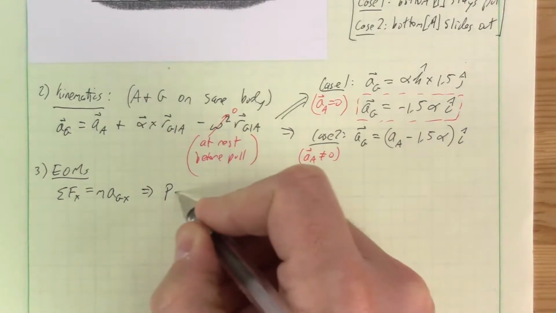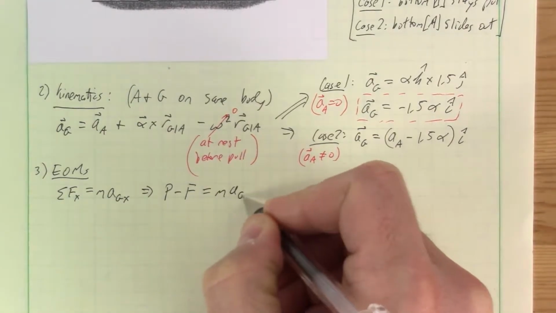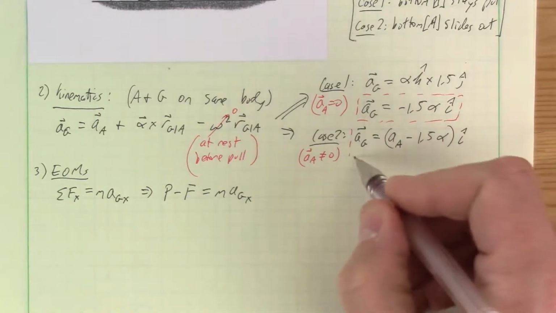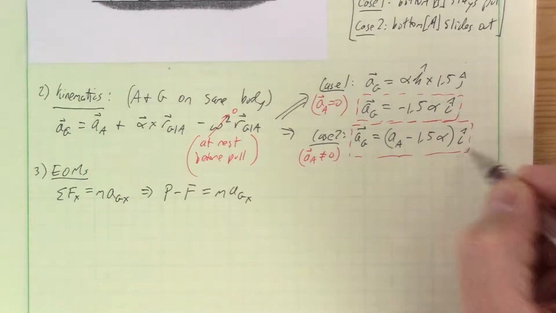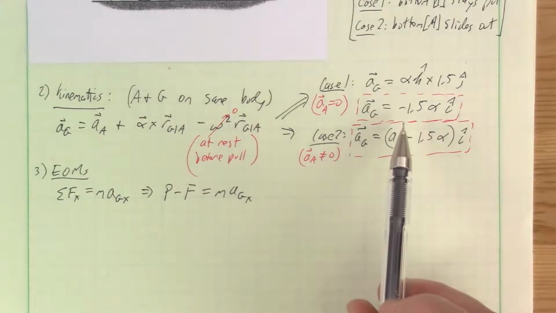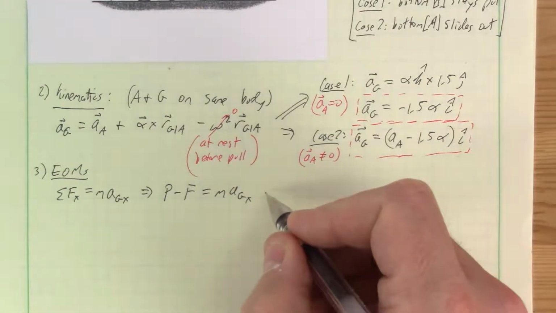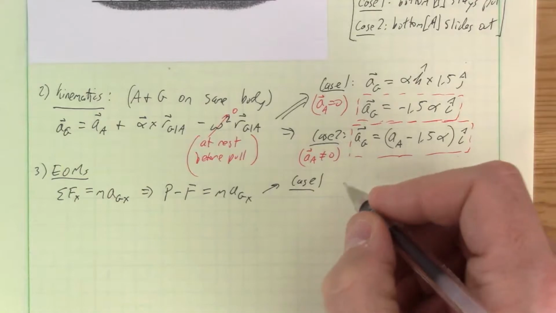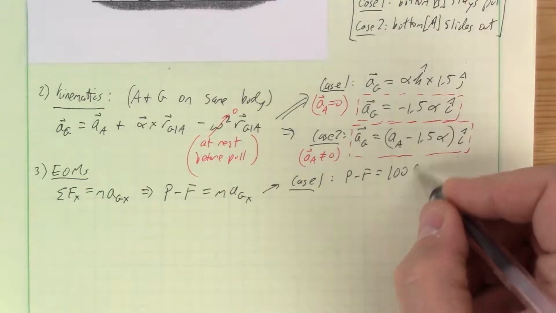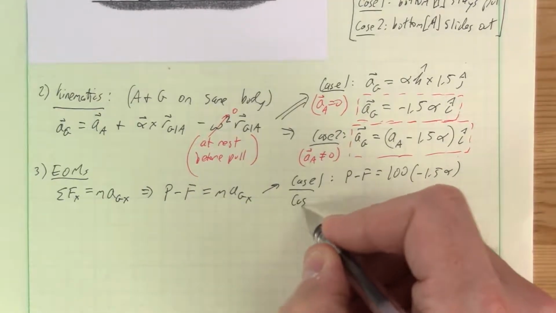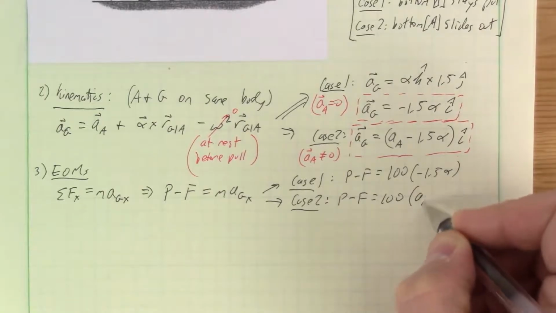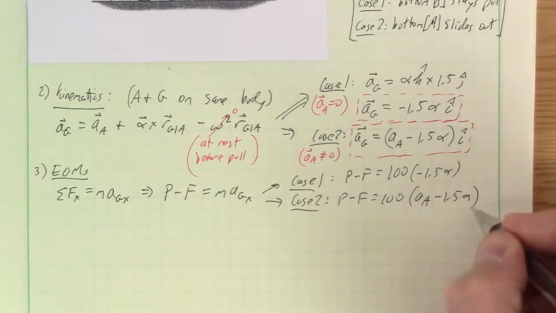So we have our applied pull minus the friction force equals the mass times the acceleration of the center of mass. And then this is case 2, which might become important if case 1 isn't valid, if we determine case 1 is not what the system is experiencing. So we're going to have to break this up into 2 cases. Case 1 is where P minus F equals the mass, which is 100, times minus 1.5 alpha. And case 2 is where P minus F is 100, and the only added term there is the acceleration of A, minus 1.5 alpha.